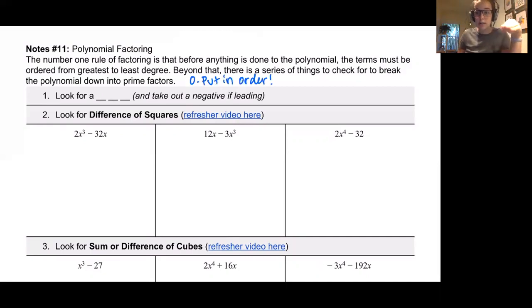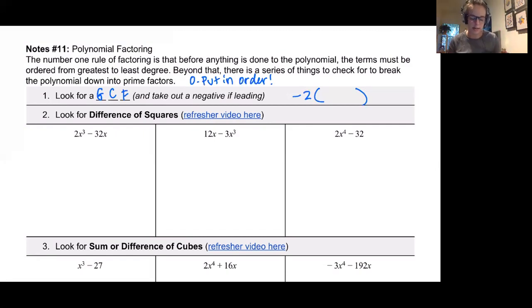Assuming that they're now in order, we're going to look for a GCF. GCF is like taking out a number, or taking out a negative if it's in the front. That will just make our problem a lot easier to solve. So that's like when we see, okay, everything has a -2 in it, and then we take out everything else and leave it in there. So then the second thing that you can look for, after you put it in order and take out the GCF as much as possible, is a variety of things.